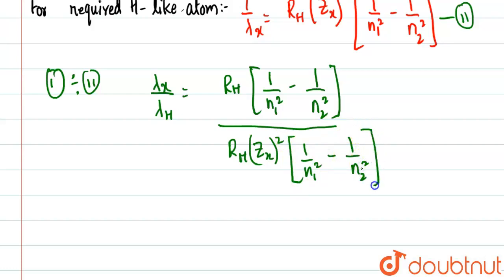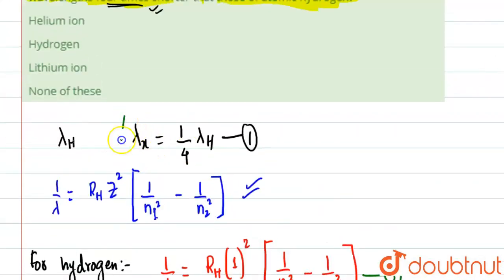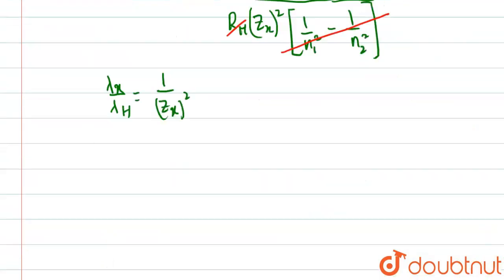If you see properly, many things will get cancelled over here. RH, the Rydberg's constant, will get cancelled, and this whole quantity will get cancelled with that whole quantity. So what we will be left with is lambda x by lambda h equal to 1 by Zx squared. And I had a relation in the question itself that lambda x is equal to 1 by 4 of lambda h, so we are going to use that over here.